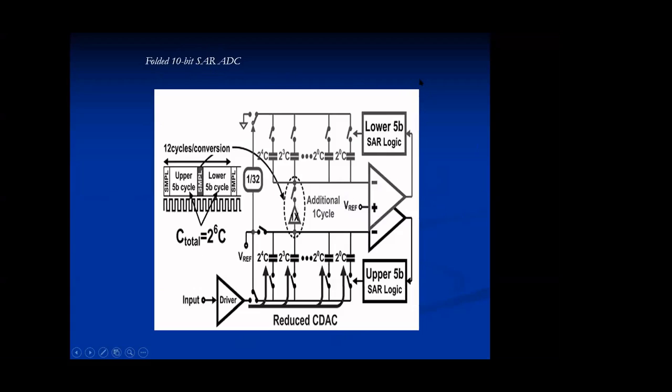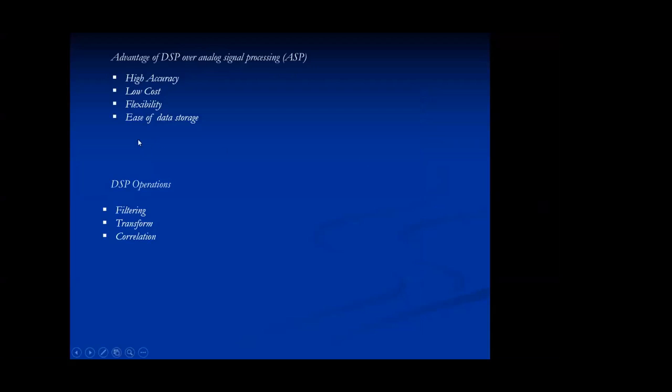Now the question is, why do we need this A to D converter? You can do the entire processing in the analog domain itself. We can design the filters. All the signal processing, signal conditioning that we are performing using digital signal processing, we can easily perform by using analog signal processing also. Then what is the need of digital signal processing? Because of these reasons. So these are the main advantages of digital signal processing over the analog signal processing.